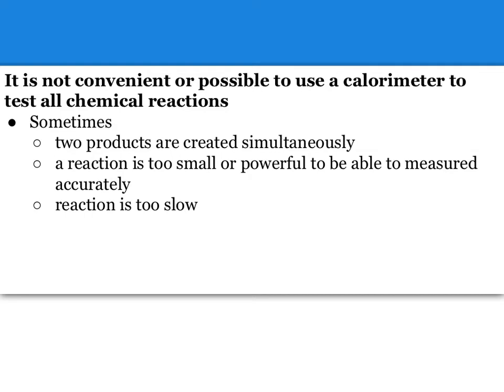The first one is if it's not a dilute aqueous solution and we can't use the specific heat capacity of water. Also, if two products are created simultaneously, we couldn't use it. If the reaction is too small or too powerful to be measured in a calorimeter, or if the reaction is too slow so that there would be energy loss within the reaction. In any of these cases, we use Hess's Law.